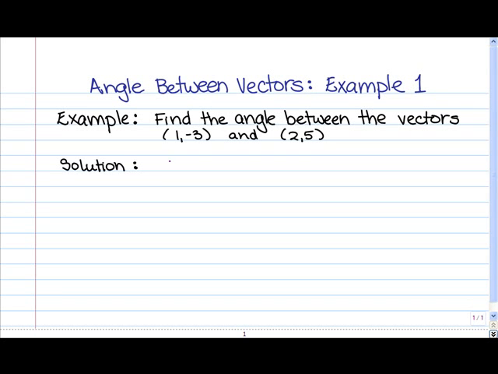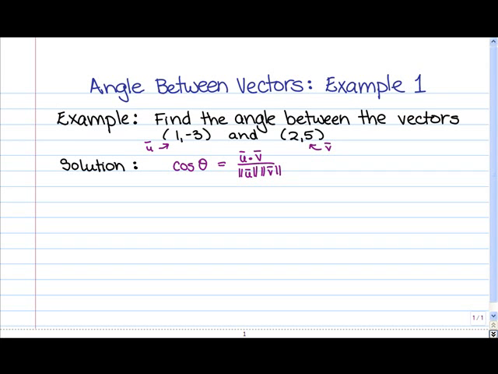The first thing you'll need to know, and let's go ahead and write this down, is the formula, which is that the cosine of theta is equal to u dot v, where the vectors are u and v, so we'll just call our first vector u and our second vector v, divided by the magnitude of vector u, and also divided by the magnitude of vector v.